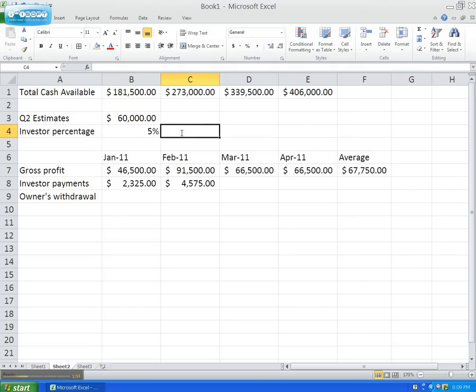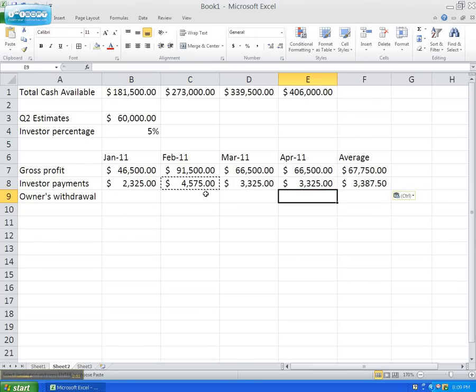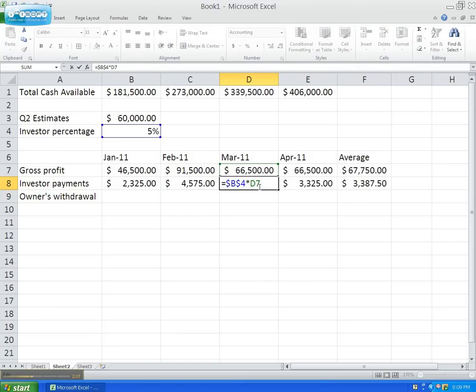Now what I could do is put 5%, and then I wouldn't need to use the absolute reference, but you want to get skilled at using the absolute and the relative references. This is a good example because it uses both. So you can see, as I copy this over, now the formula is D7. Over here it's E7, but the B4 always stays the same.